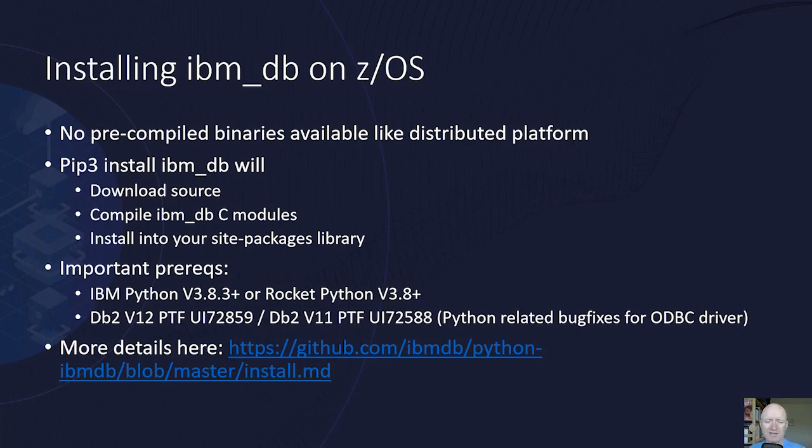Some important prereqs: you need either the IBM Python distribution or the Rocket Python distribution, version 3.8 or later. In addition, there's a recommended fix for DB2 version 12 and version 11. There are some Python related bug fixes for the ODBC driver that were discovered during this work. I've also included a link to more details on the actual installation and the prereqs.